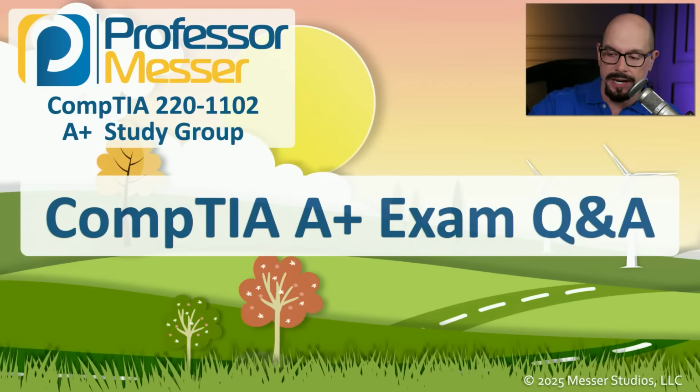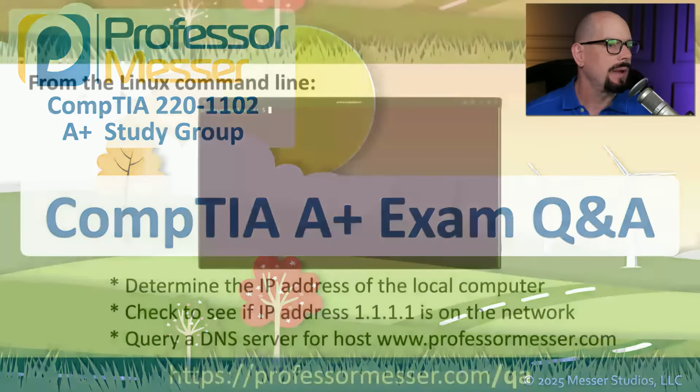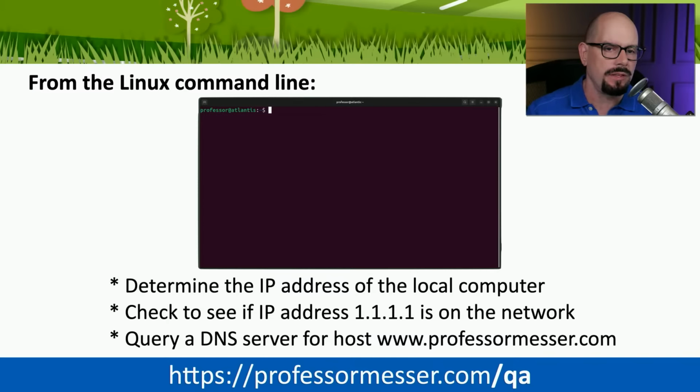So I have for you today a brand new performance-based question, just as we do with every study group. Our performance-based question of the month is this one. It is working at the Linux command line, and I want you to perform 3 different tasks at the Linux command line and tell me what you would type in to perform these tasks. The first is determine the IP address of the local computer. How would I do that in Linux?